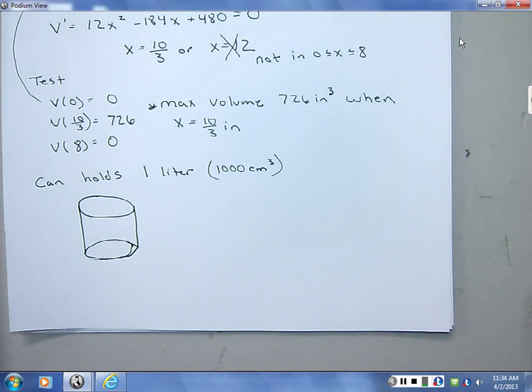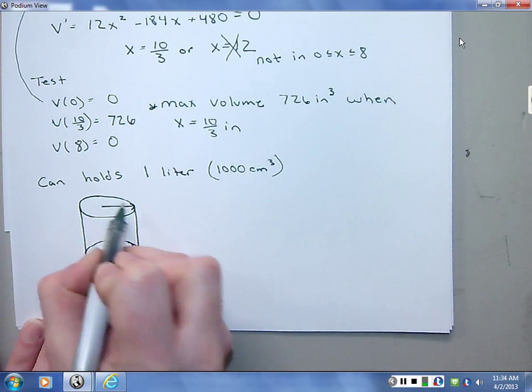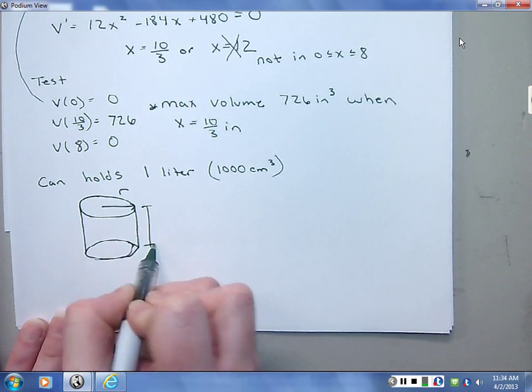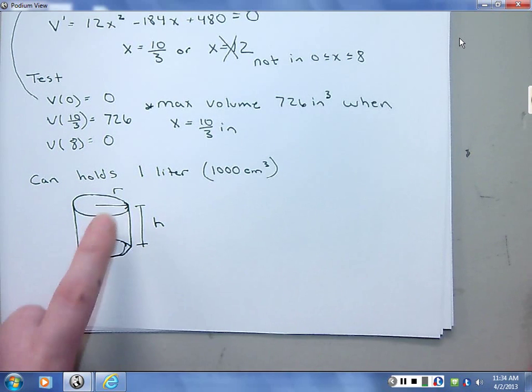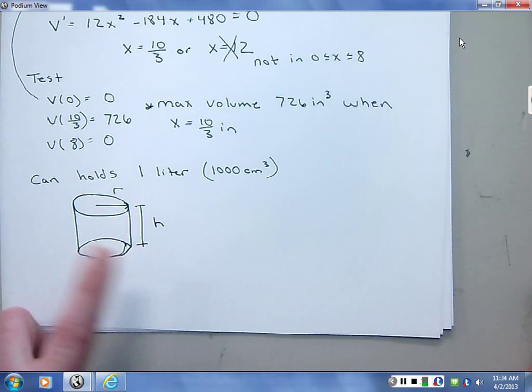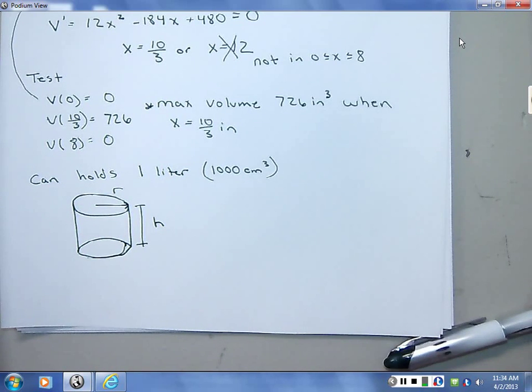Does anyone have an idea of the relationship between the radius and the height of a can to minimize surface area? It turns out the radius and height have a certain relationship that's always going to minimize the surface area. When your can's height is a certain ratio of your radius, you have a minimum surface area. So let's go through it and find that.